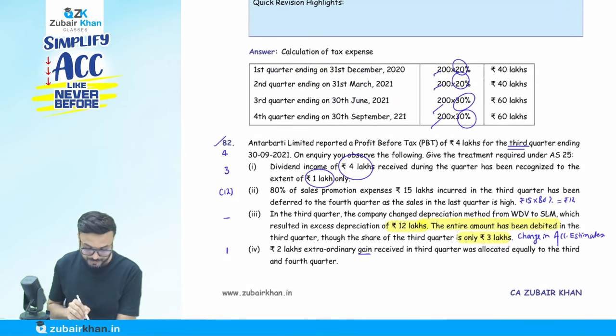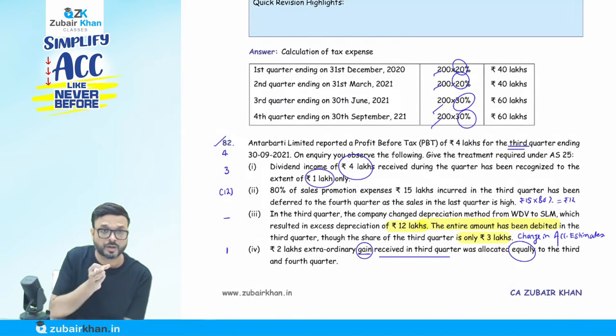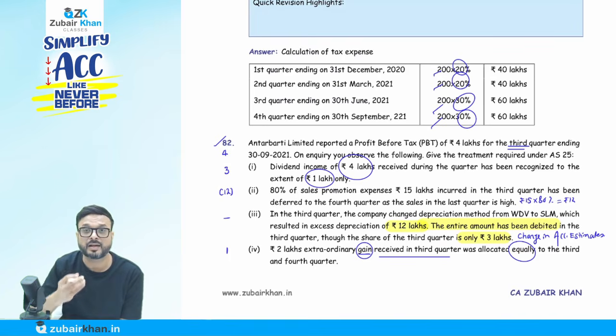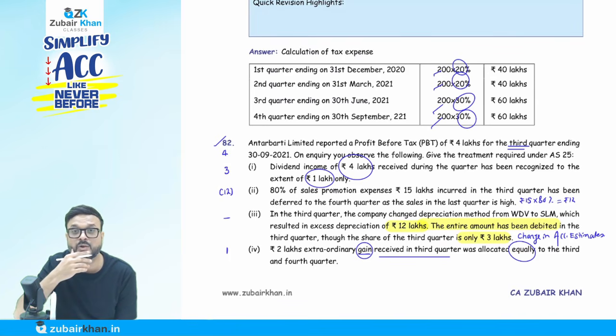Now, rupees 2 lakh extraordinary gain. Extraordinary gain received in the third quarter was allocated equally. Why allocated equally? I already told you it doesn't matter whether it is extraordinary. Whenever you earn, recognize it. Whenever you incur, recognize. That's it. So they say 2 lakh extraordinary gain, but they have allocated it equally to the third and the fourth quarter. Okay, understand.